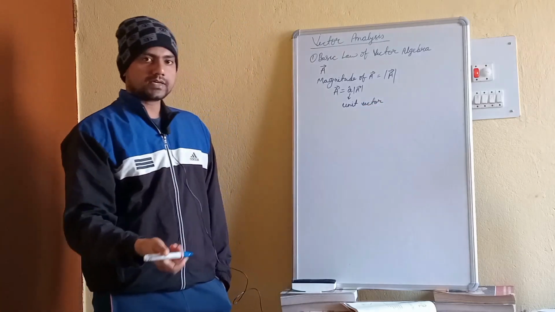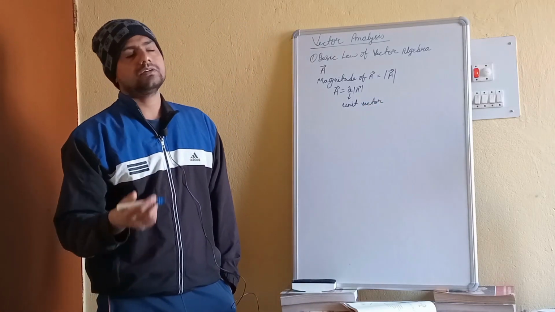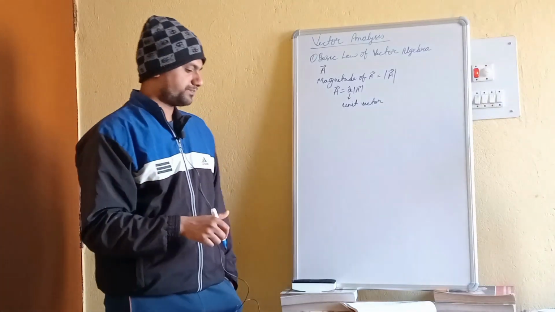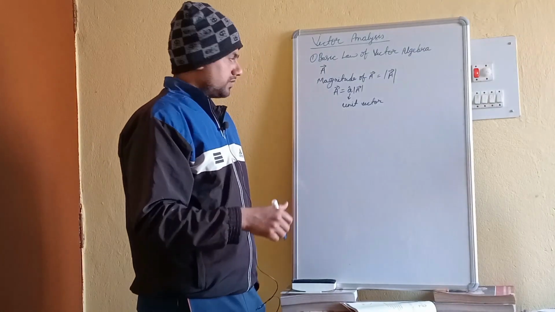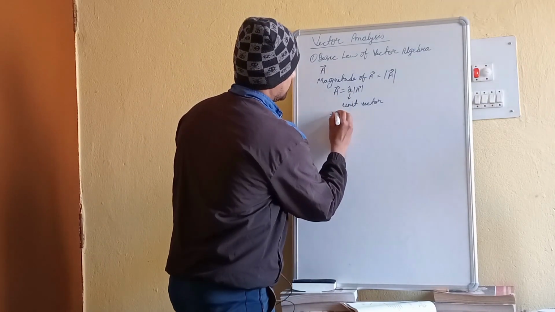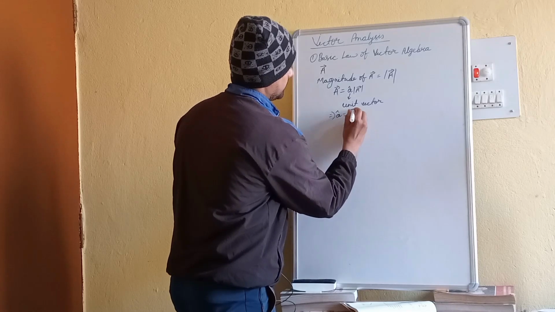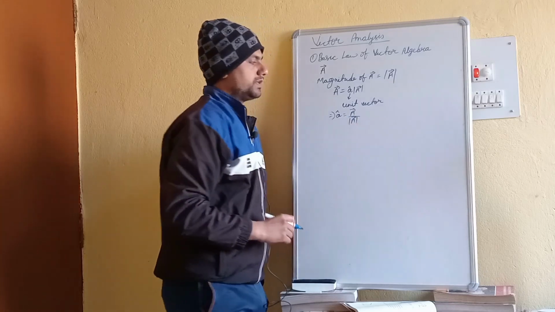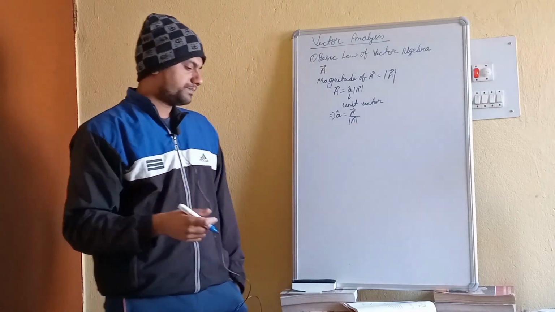So what is a unit vector? A vector having magnitude 1. That vector is known as a unit vector. This unit vector can also be calculated from this equation: simply the vector divided by the magnitude of that vector. Then we get the unit vector A cap.